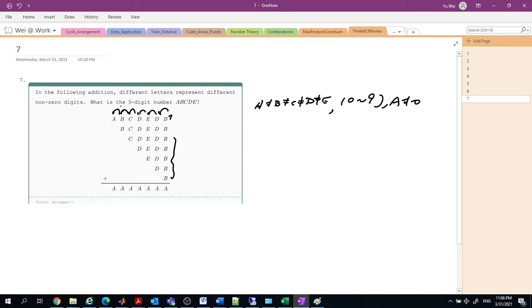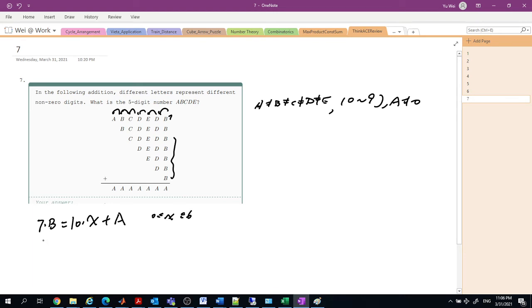Okay, so now let's do something. We know that 7 times b should be 10 times x plus a, right? So x can be a number less than, because it's 7 times b, right? So x can be a number less than or equal to 6, right? Okay, so x.